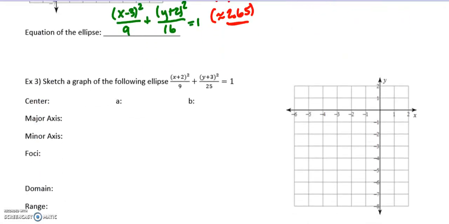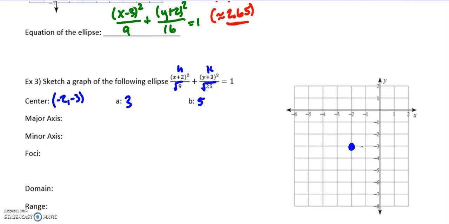For our next example, we're going to actually just graph everything. We're not going to have the graph there to analyze. So if I start reading information, I have h and k for my equation. So my center is -2, -3, at the center of my ellipse. The a value is going to be the square root of 9, which is 3. The b value is the square root of 25, which is 5.